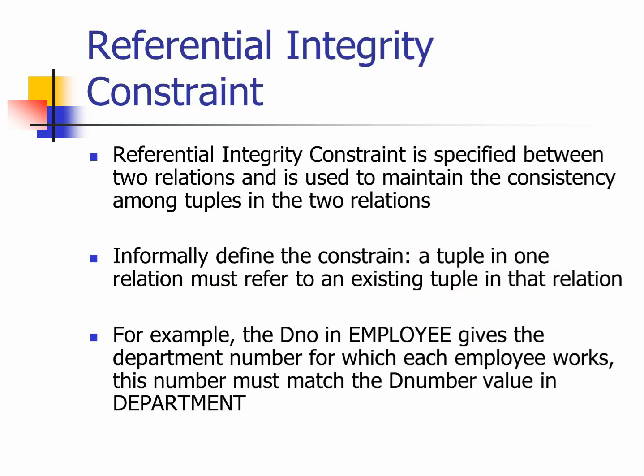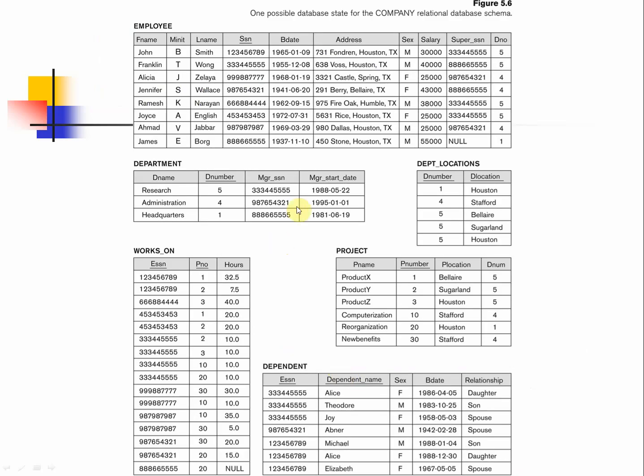For example, an employee works for department number 5. That department number 5 needs to be well defined in the department table already. Otherwise, you are referencing something that does not exist, and that cannot be right. So this is the example we have over here. Therefore, if we take a closer look at the data itself, this is probably your first time looking at real data.